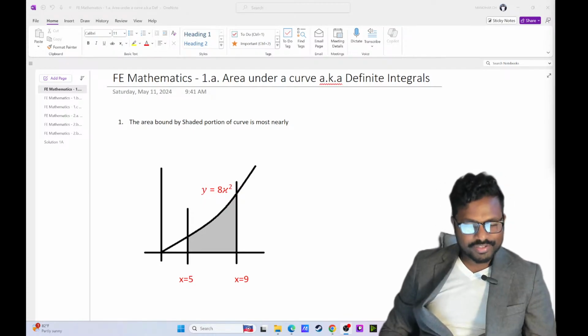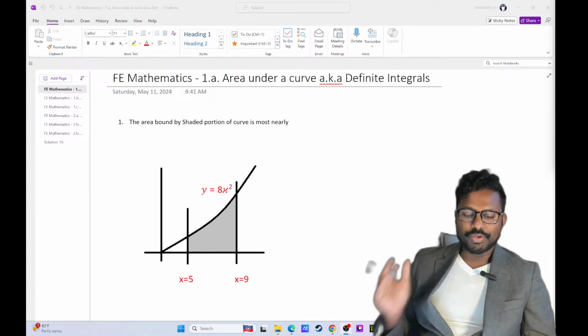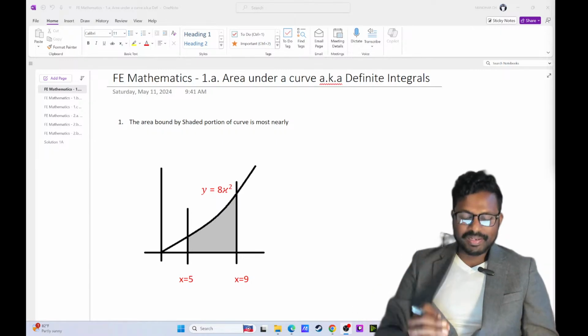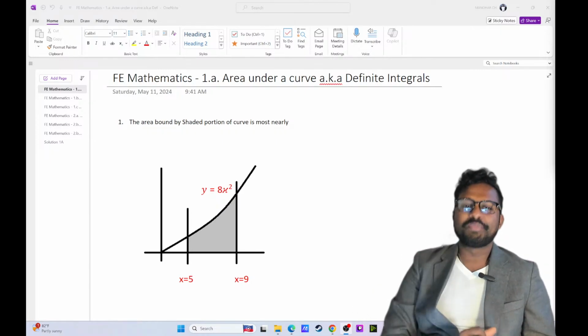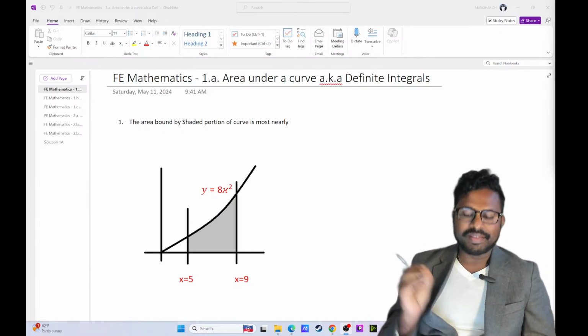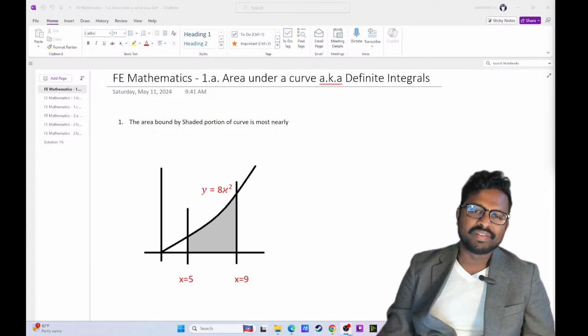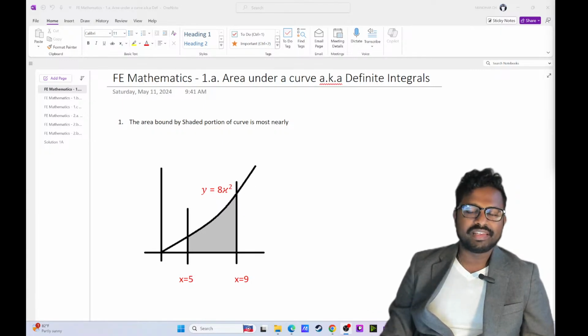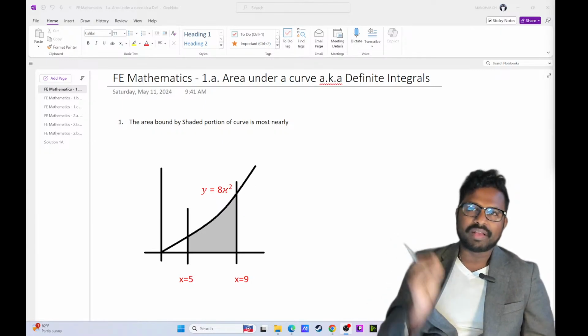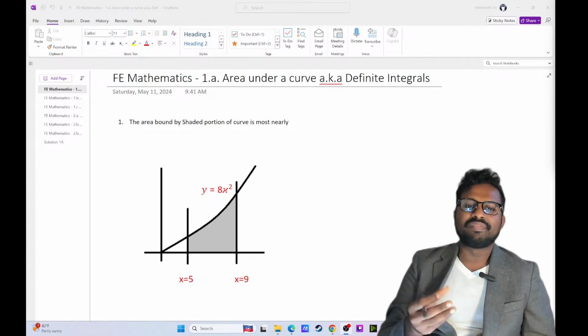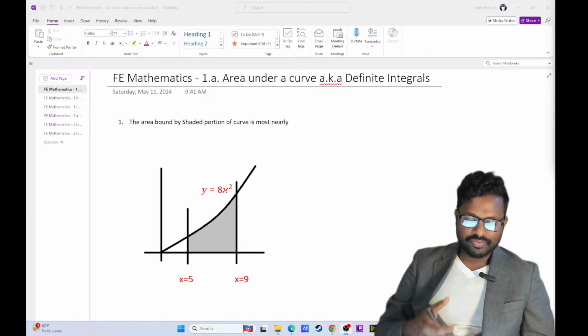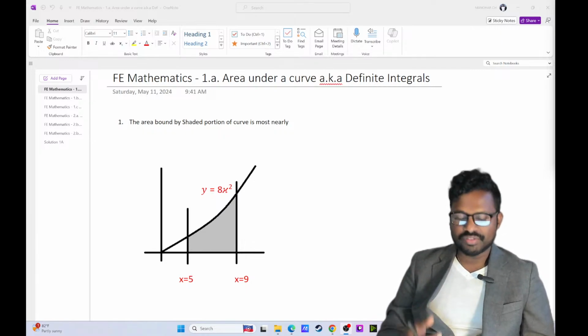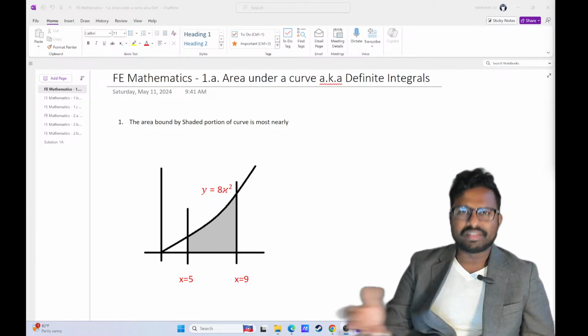Okay, so my apologies. I'll start again. Today we're going to start with one of the simplest and most important problems in FE mathematics, the area under curve. Area under curve is basically about a curve that is passing through the x and y intersection, the origin, within limits of x is equal to 5 and x is equal to 9, and the equation of the curve is y is equal to 8x square.